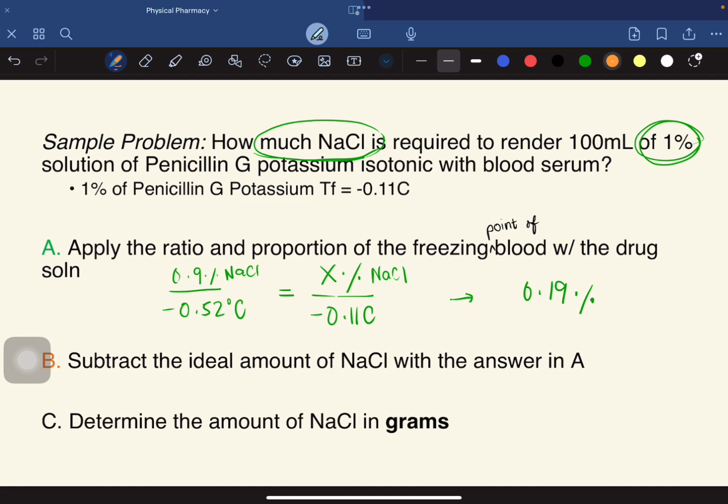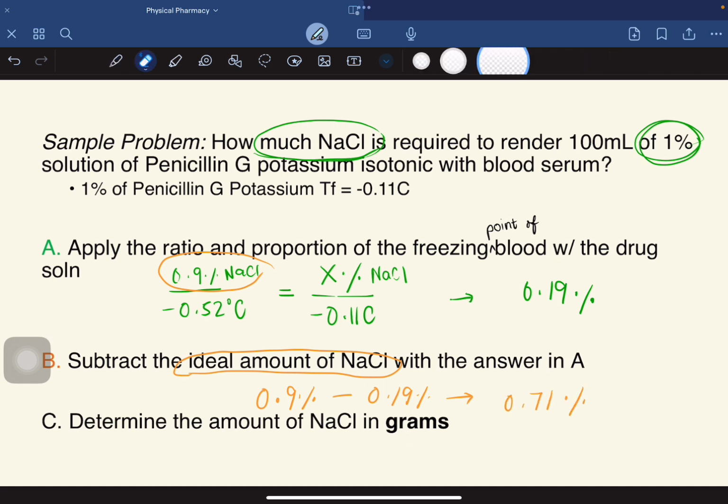So subtract the ideal amount of sodium chloride with the answer in A. So remember, the ideal amount of sodium chloride is 0.9% kasi this is isotonic. So 0.9% minus 0.19% is equal to 0.71%. So yung tinatanong dito is the amount of sodium chloride in grams.